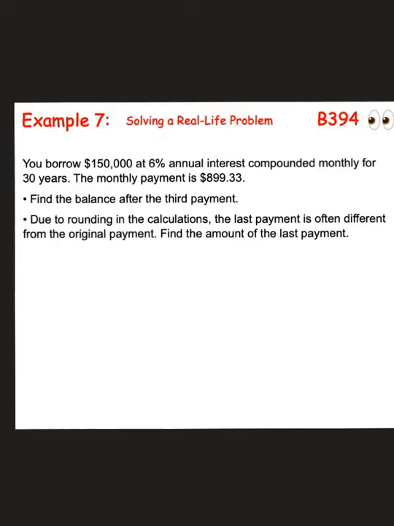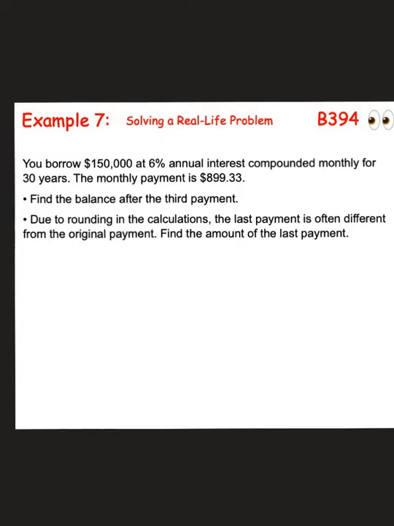In this problem, again, this is a real life problem. It says you borrow $150,000 at a 6% annual interest compounded monthly for 30 years. The monthly payment is $899.33. Find the balance after the third payment. Due to rounding in the calculations, the last payment is often different from the original payment. Find the amount of the last payment.